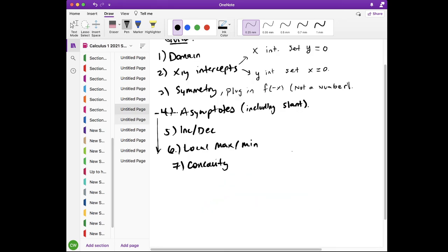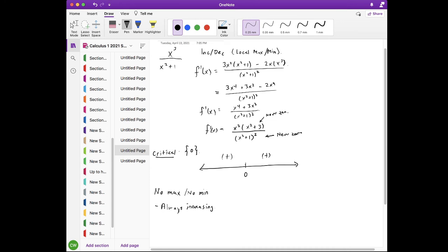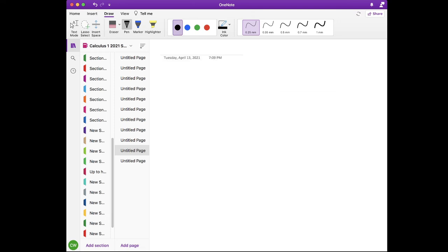Concavity. All right, let's find the second derivative of this thing. I'm going to write the first derivative out: x to the fourth plus 3x squared over x squared plus 1 squared. Okay, let's find the derivative of this.